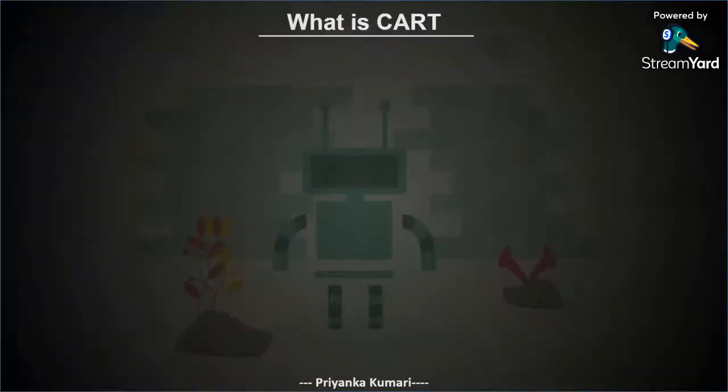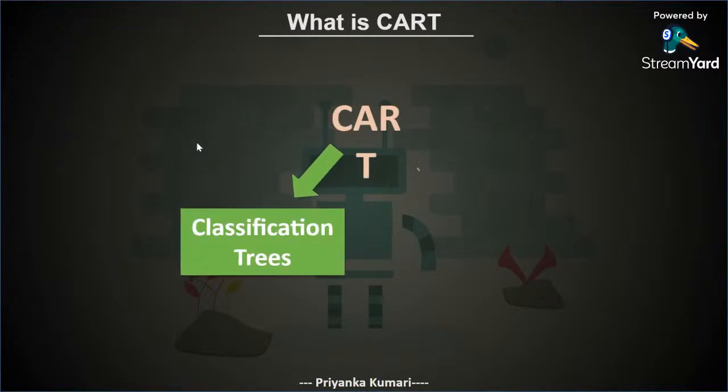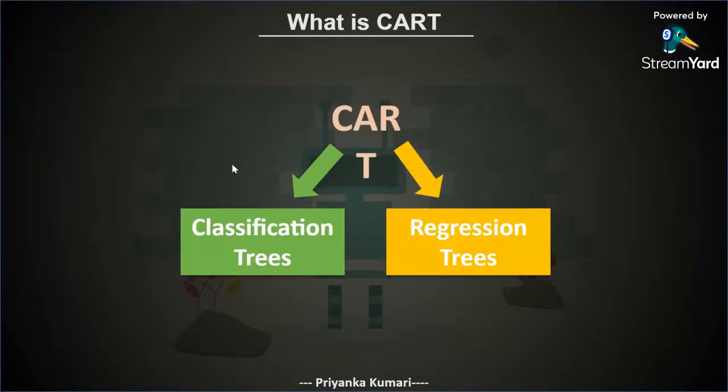So let us move to the next topic, that is, what is CART. CART is basically defined as classification and regression trees. So there are both types of algorithms, which are decision tree classification and decision tree regression.